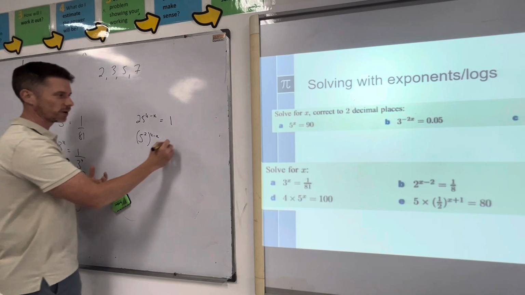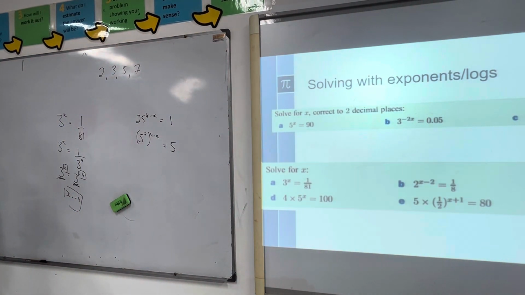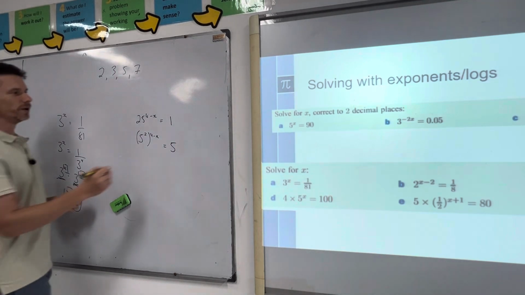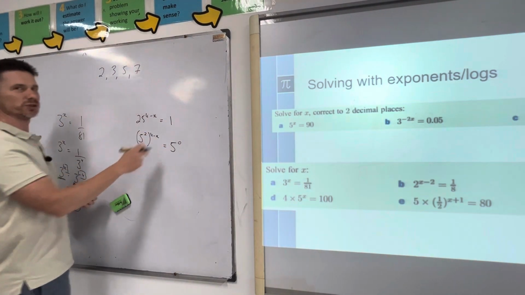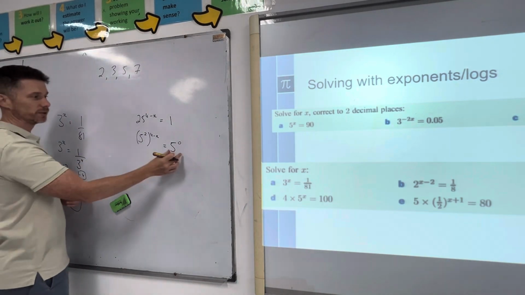I want to write this as 5 to the power of something. What is it 5 to the power of? Oh, I remember this. 0. Anything to the power of 0 is 1. And now I have something that this equals that.